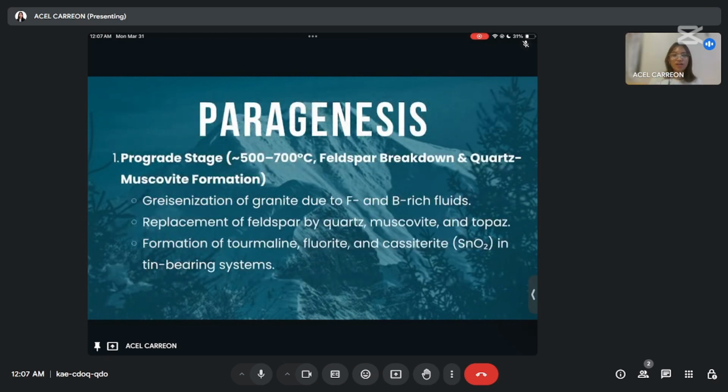The stages of paragenesis include the prograde stage and the retrograde stage. The prograde stage occurs at approximately 500 to 700 degrees Celsius, where there is a breakdown of feldspar and the formation of quartz and muscovite. The greisenization of granite due to fluorine and boron-rich fluids occurs in the prograde stage, where feldspar is replaced by quartz, muscovite, and topaz. It is also where the formation of tourmaline, fluorite, and cassiterite in tin-bearing systems occurs.